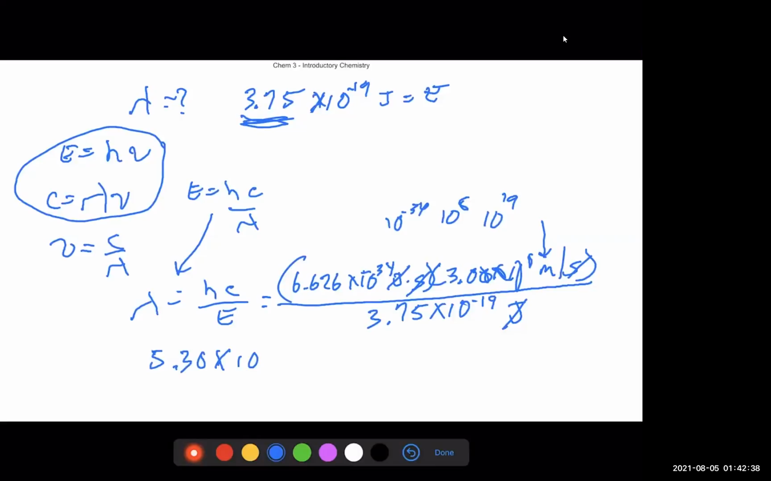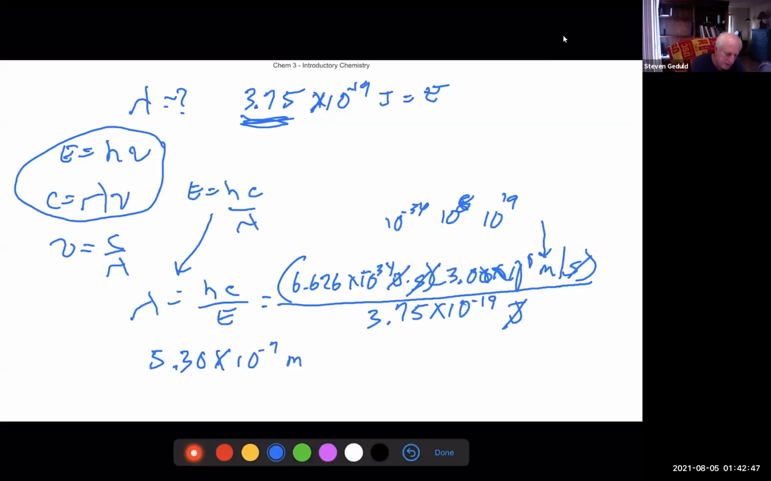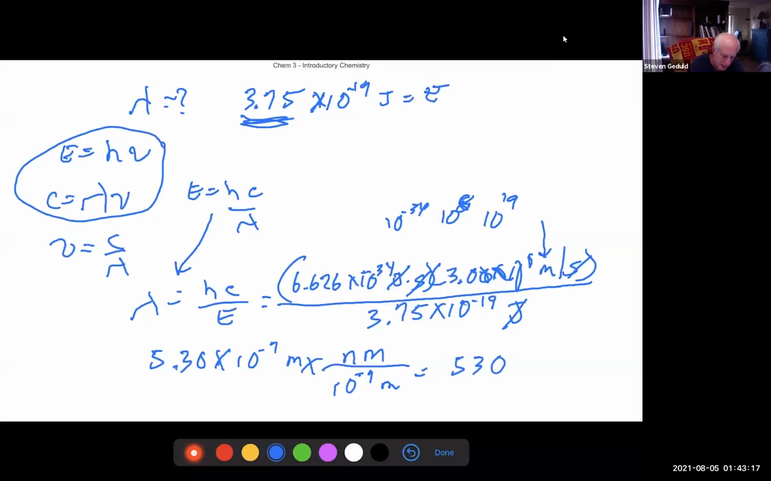All righty. So 10 to the minus 7 meters. Now, to compare that with frequencies of light, visible lights, things like that, we have to convert that into nanometers. And so nanometers, we usually do a conversion into, again, nanos, 10 to the minus 9. And then we get 10 to the minus 2. That comes out to 530 nanometers.